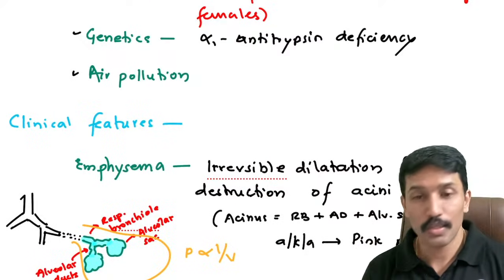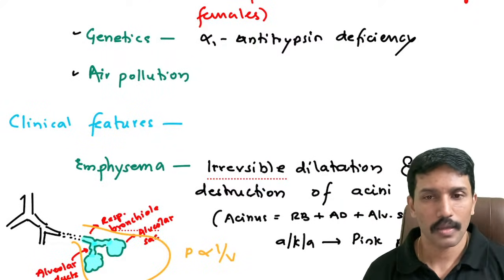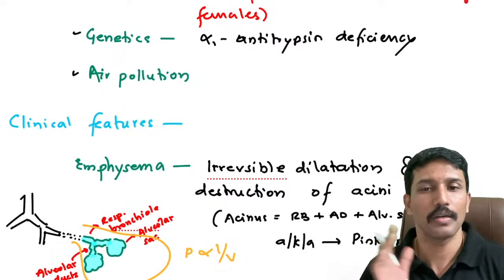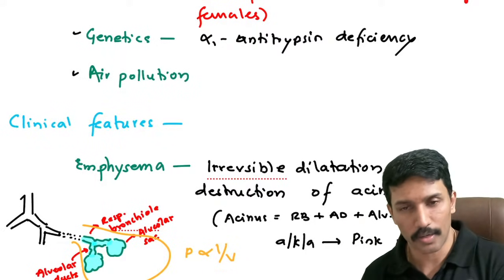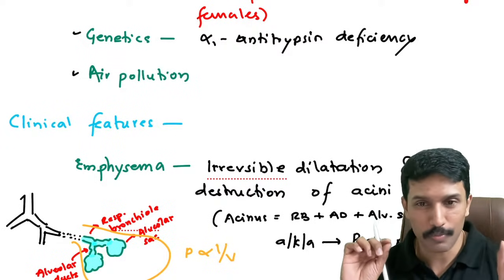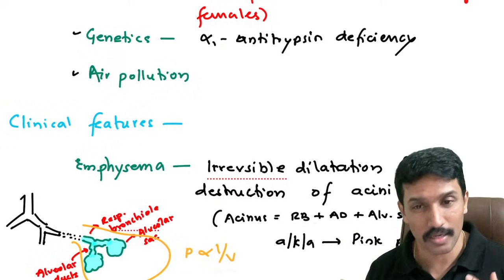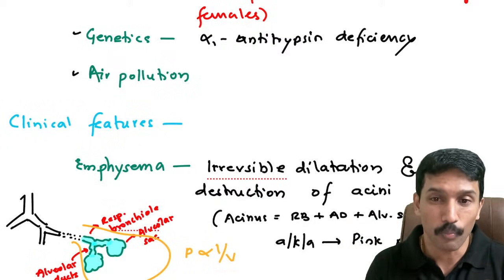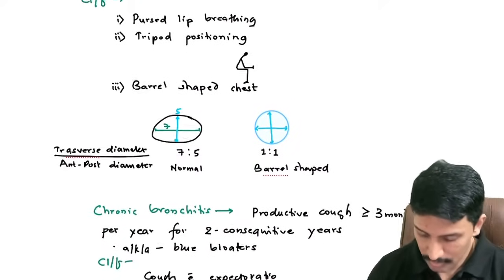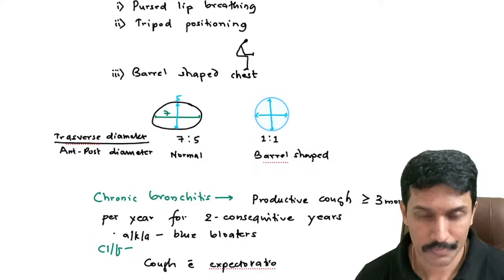In the viva or OSCE, your teachers might ask you whether emphysema or chronic bronchitis is more likely to cause right heart failure. It is chronic bronchitis which is more likely to cause right heart failure. The word blue comes because of cyanosis, and bloater comes because they are getting edematous, they are getting bloated. Okay. So make sure you write that they are called blue bloaters.